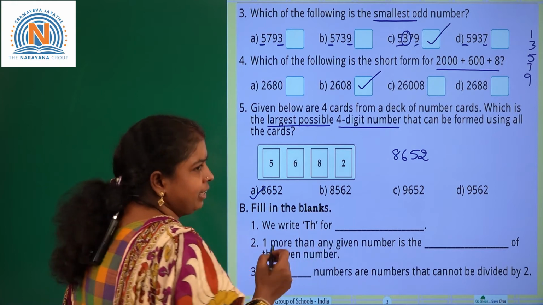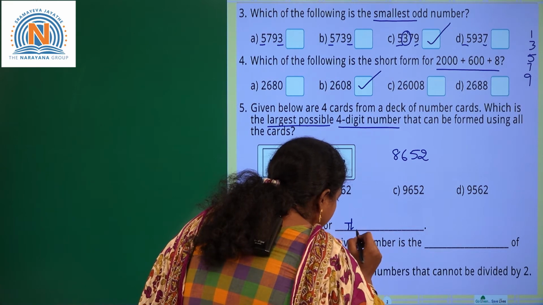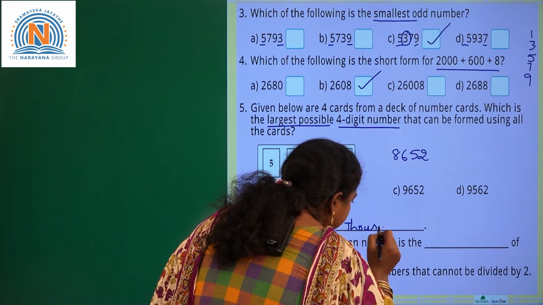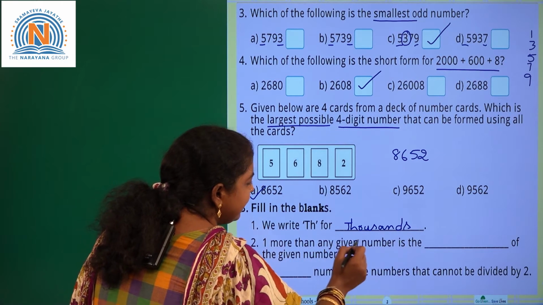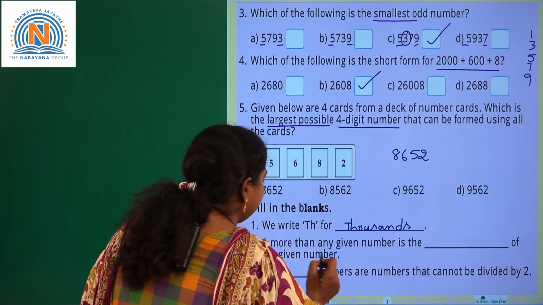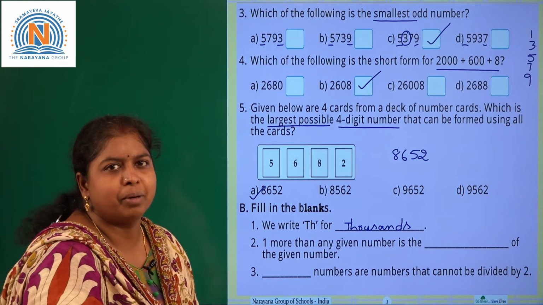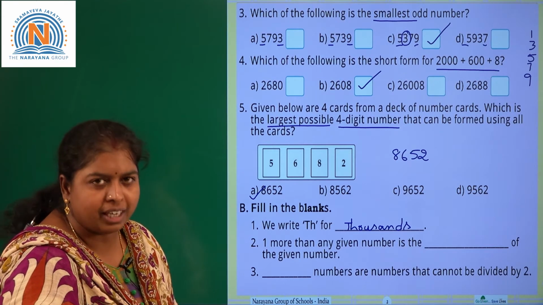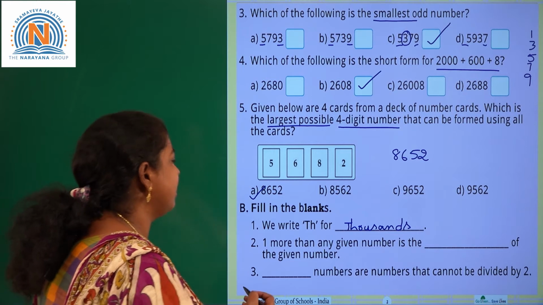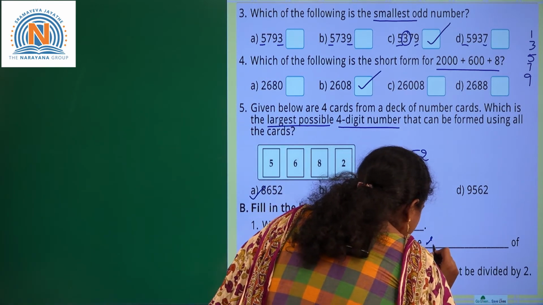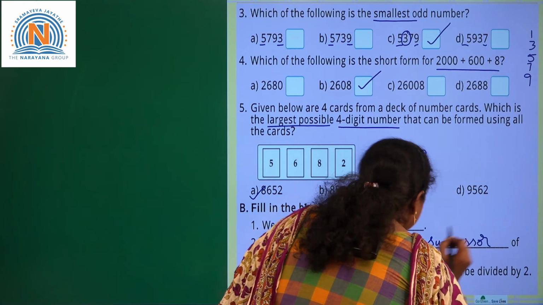Next, fill in the blanks. We write TH for, in place value chart, TH stands for thousands. One more than any given number is the dash of the given number. What do you mean by one more than any given number? You will get its just after number. Right? Just after number can also be called the successor. Successor is the successor of the given number.